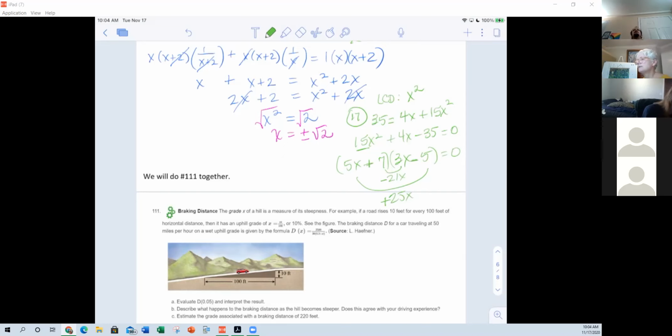So we have factored it. You could, of course, use the AC method. It just takes a little longer. So then we're going to set those factors equal to 0. And I will get 5x equals -7, so x equals -7 over 5. And then here 3x equals 5, so x equals 5/3.